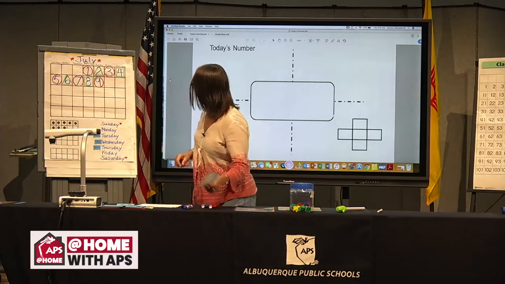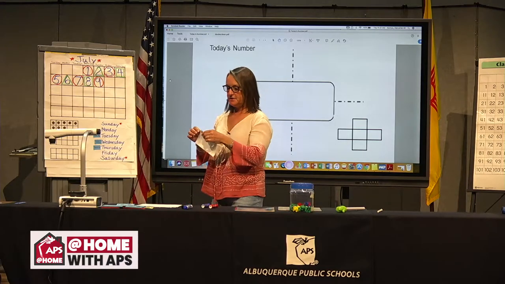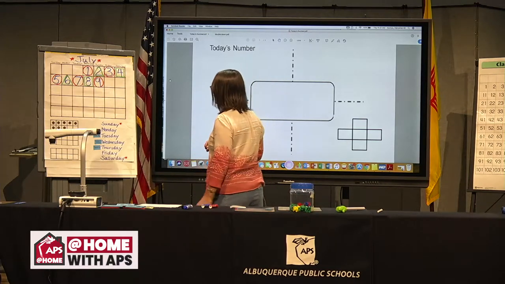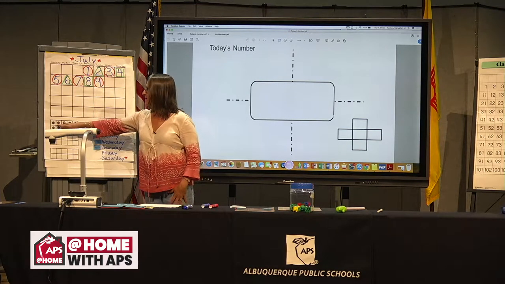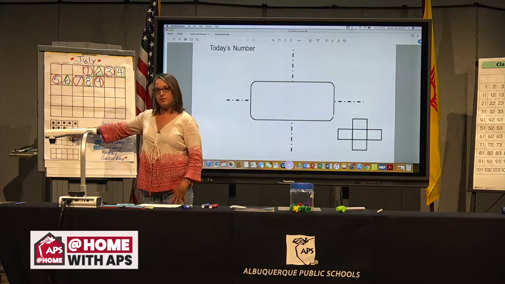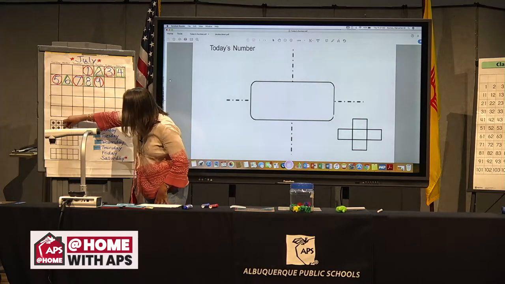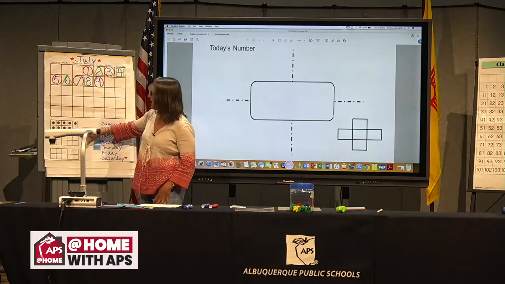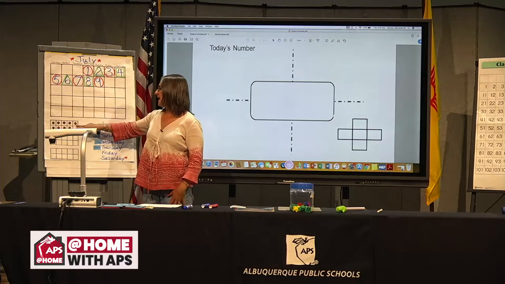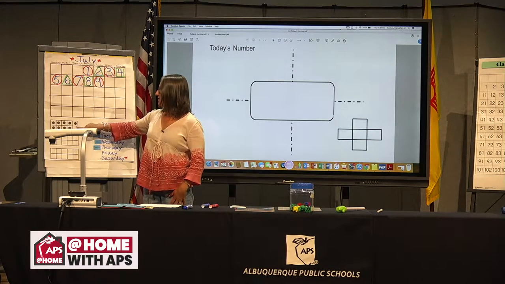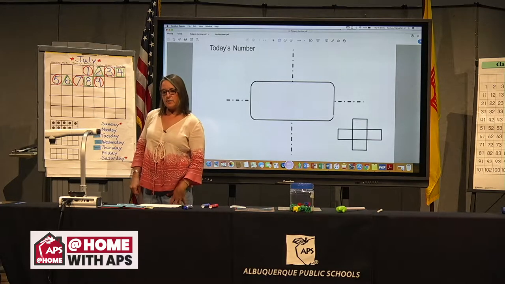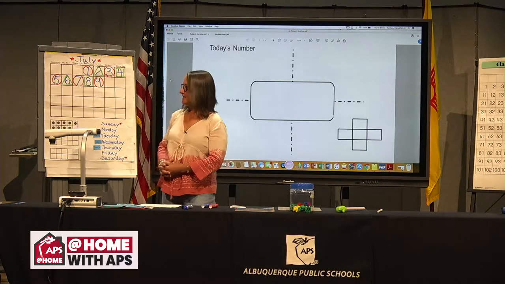Let's add our date to our 10 frame tracker. Yesterday was July 8th, so we had 5 and 3 more for 8. We're going to add one more dot to make the pattern for 9. Now we have 5 and 4 more for 9. And we can easily see that we're just one dot away from reaching 10.